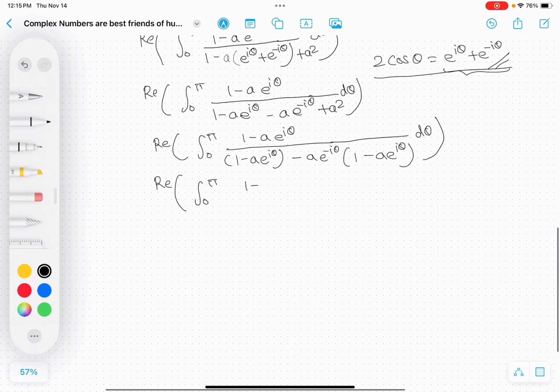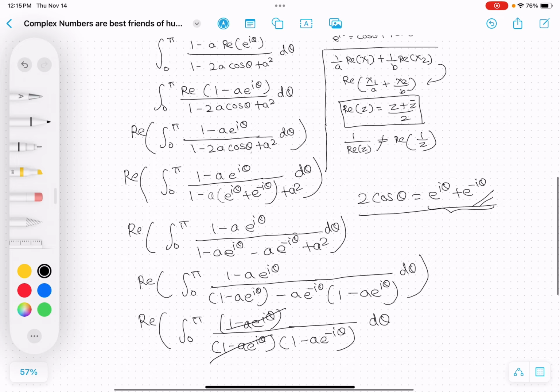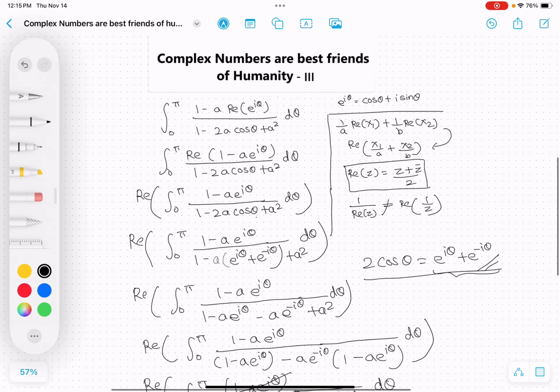So we have the integral from 0 to pi of the real part of e to the power i theta over 1 minus a to the power i theta. By now, if we just take 1 minus a to the power i theta common, we will also have 1 minus a to the power minus i theta d theta. Now you can clearly see that we can cancel this part, and this cancellation simplifies our problem a lot.